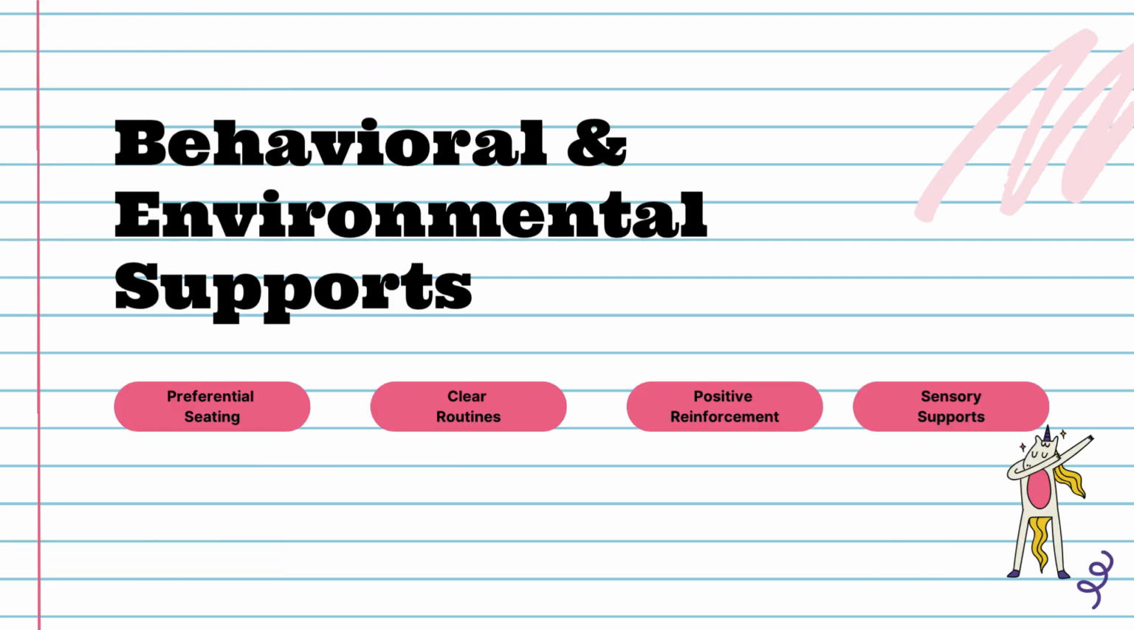Behavioral and environmental supports play a critical role in student learning. Preferential seating, clear routines, positive reinforcement, and sensory supports help create a structured and predictable learning environment. These supports are especially beneficial for students with ADHD, emotional or behavioral disorders, and sensory processing needs. A positive classroom climate enhances engagement, motivation, and academic success.